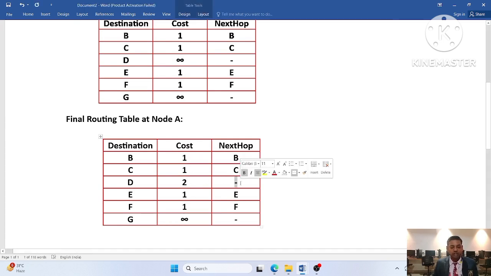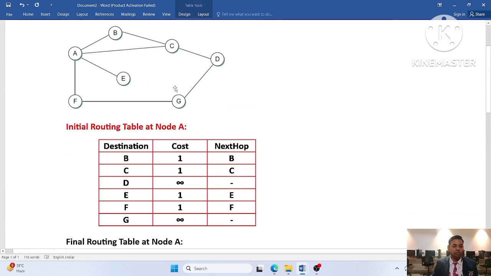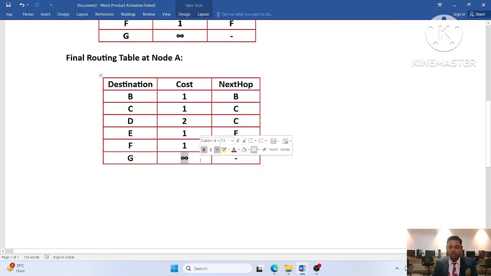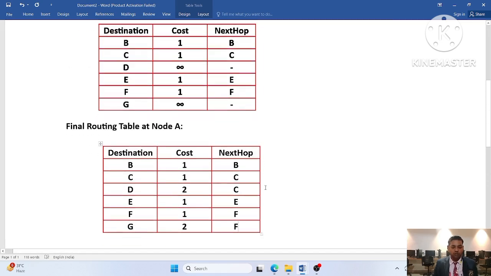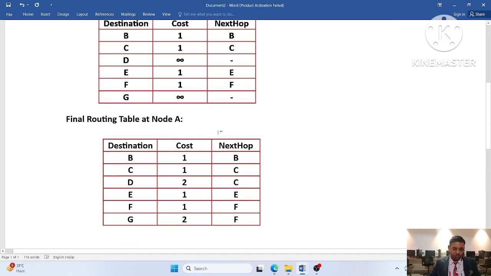The next stop router is via C. Similarly for node G also we have many paths. We can go A to B 1, B to C 2, C to D 3, D to G 4. So 4 hop count. But if you come via F, A to F is 1 and F to G is 1. So 1 plus 1, we have only a total cost of 2. So we can replace it with 2, and the next stop router is F. Okay, so this is how the final routing table we have to form.